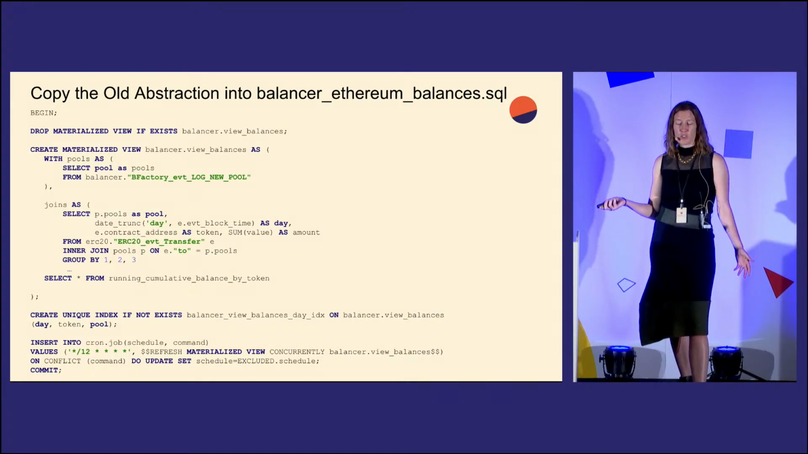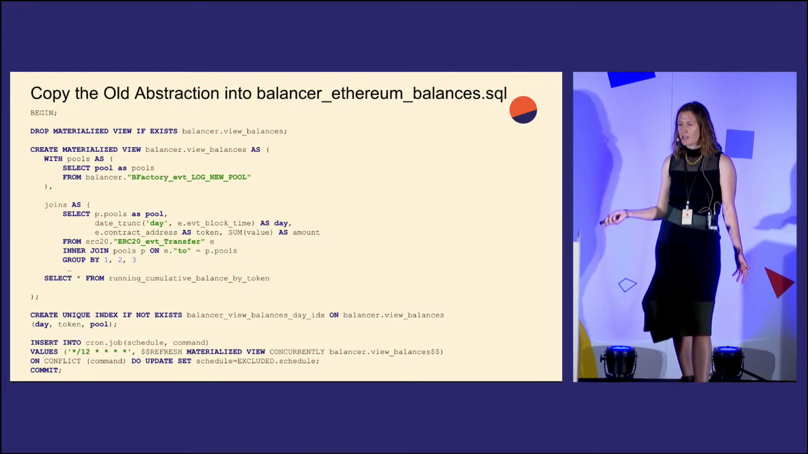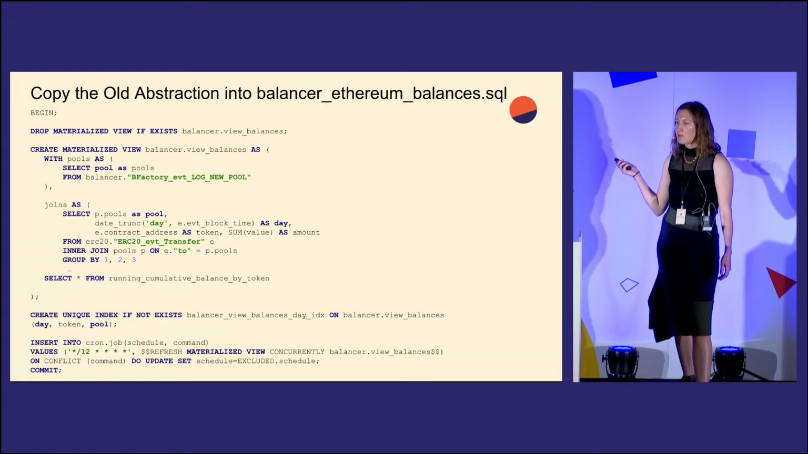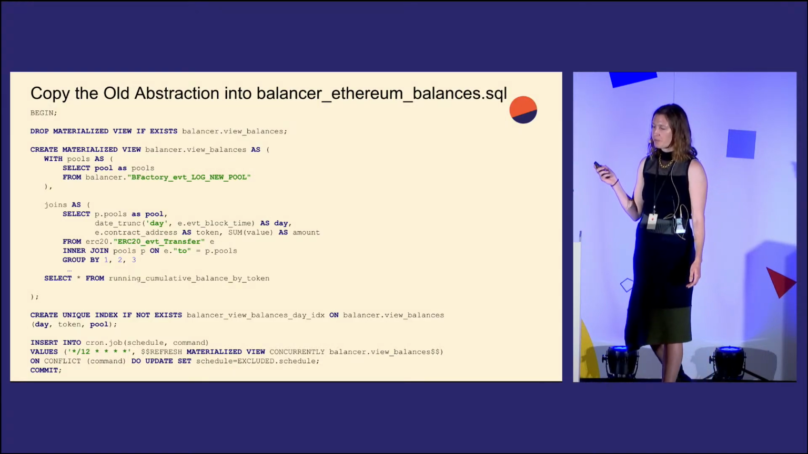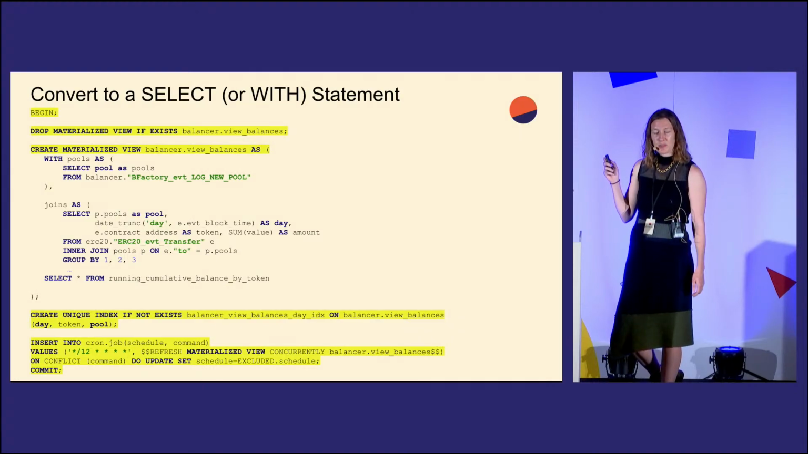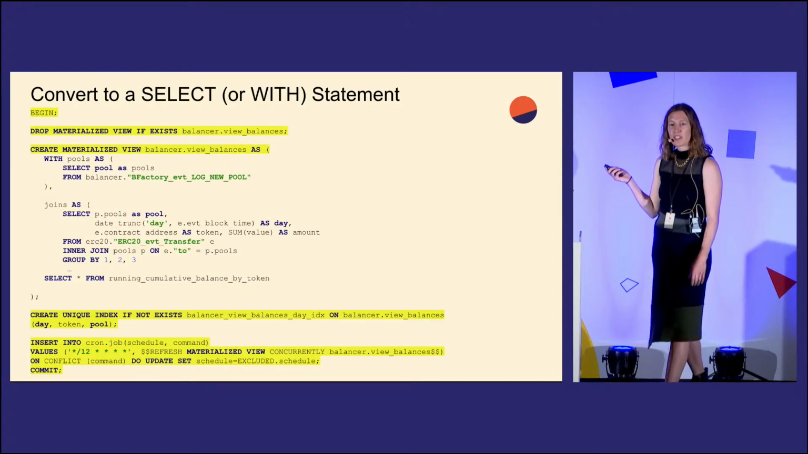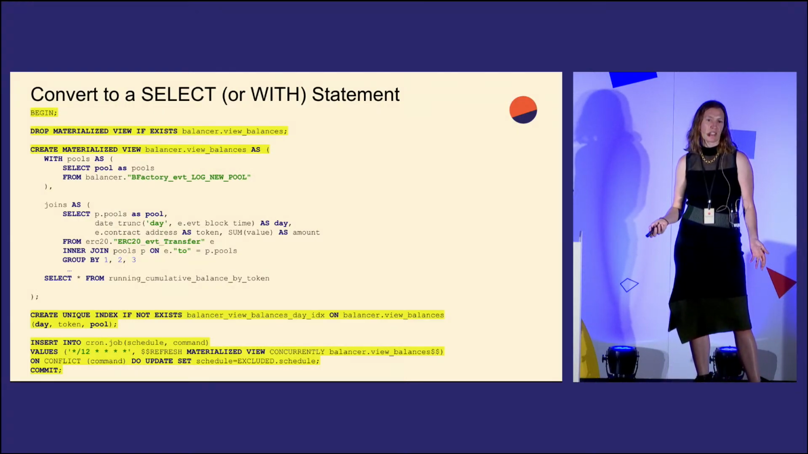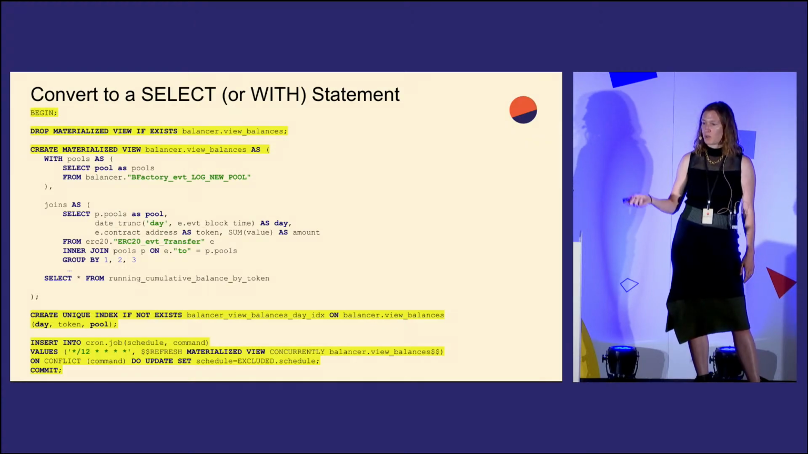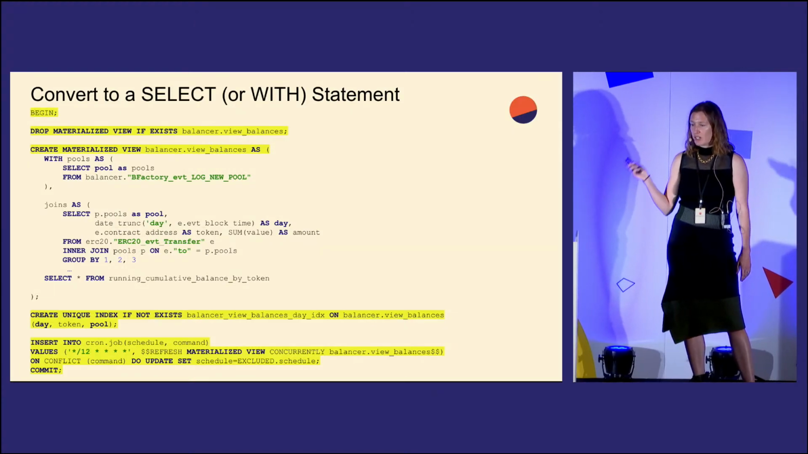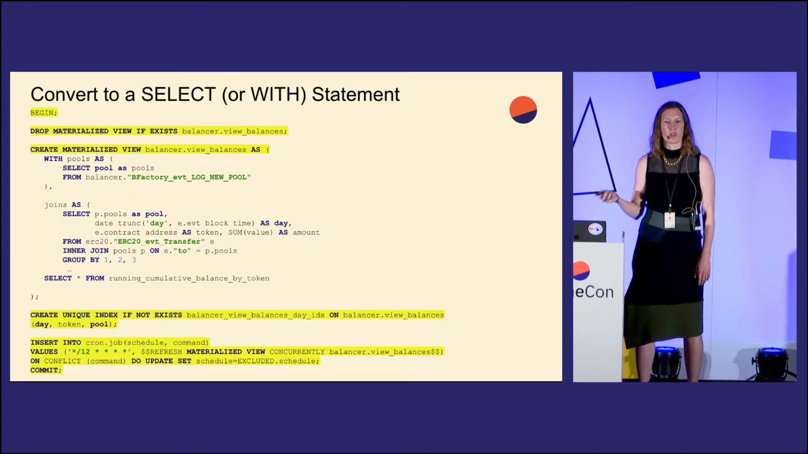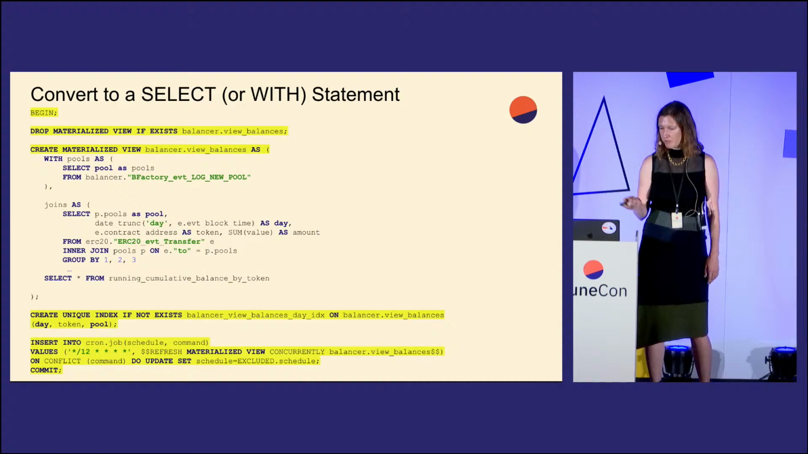So the first step is super easy, just copy and paste. Copy the old abstraction, paste it into the new file you created, balancer ethereum balances.sql. The next step is also pretty simple, just deleting stuff. We're going to delete everything out of that file that is not the selector, in this case, a with statement. So drop materialize view, create, index, all that stuff can go away. We're going to handle that later in a very simple dictionary, basically.